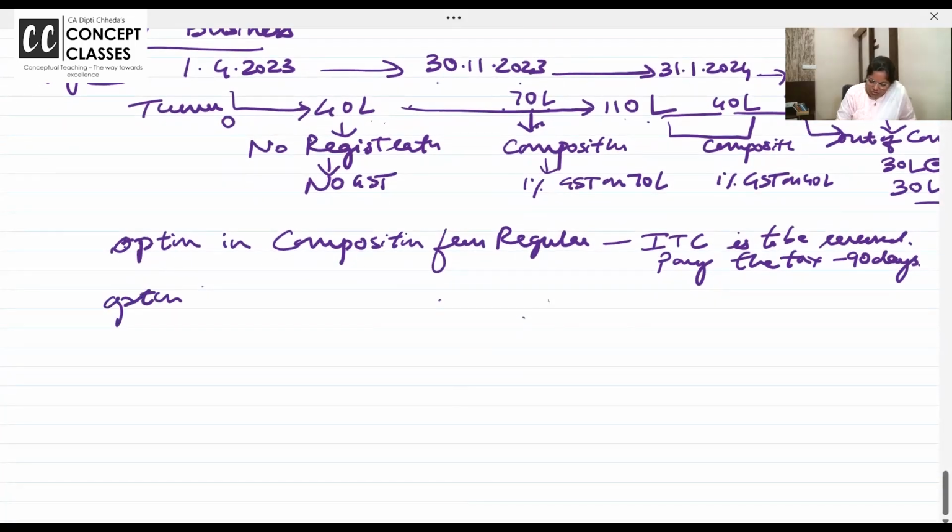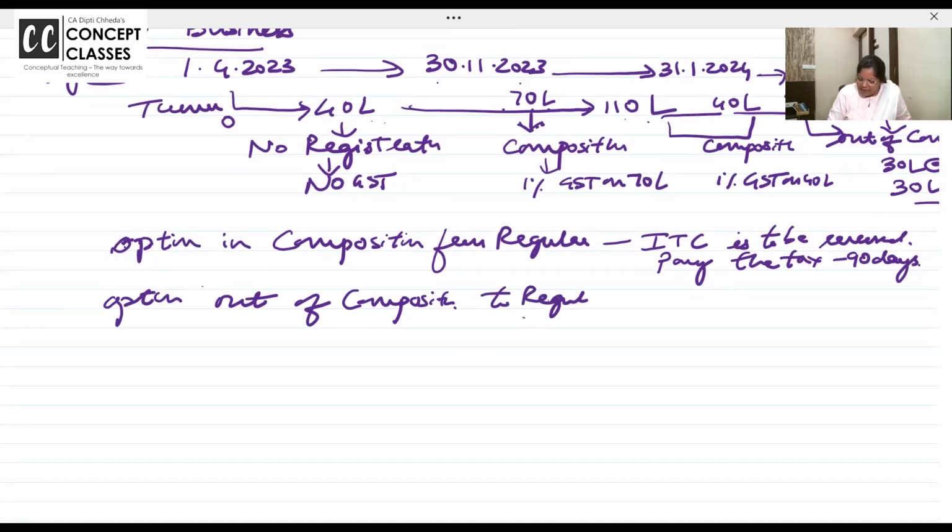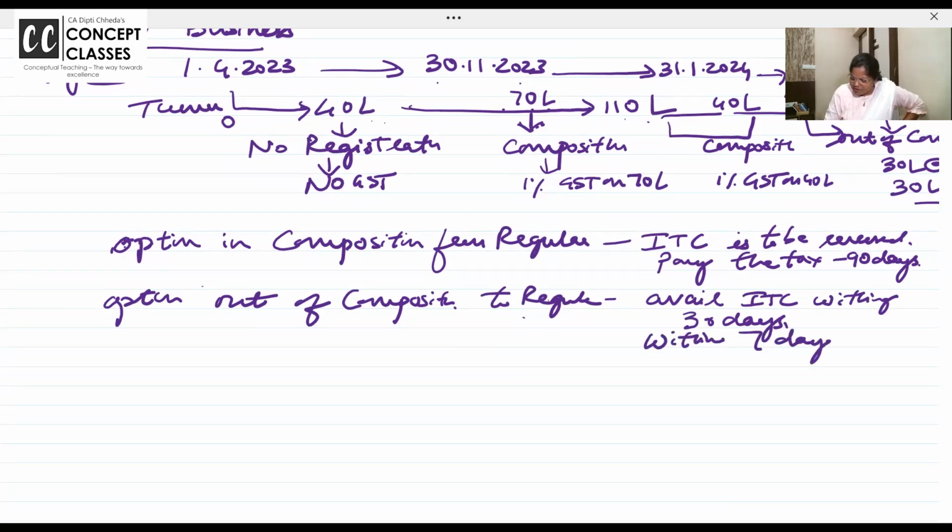Now, the second case is opting out of composition, the way we did it in January. Come out of composition to regular. Now I want to go, then you can avail the input tax credit within 30 days. Within 7 days of opting out, first you inform that we are no longer in composition and we want to avail input. Then within 30 days, from composition to regular, whatever my purchases, I have paid GST but was not availing input. Now I'm going to pay output minus input tax. So the stock that is lying, tell the department, call them for inspection, file all the reports and avail the input tax credit. If this is clear, very good. If it is not clear, leave it as of now.